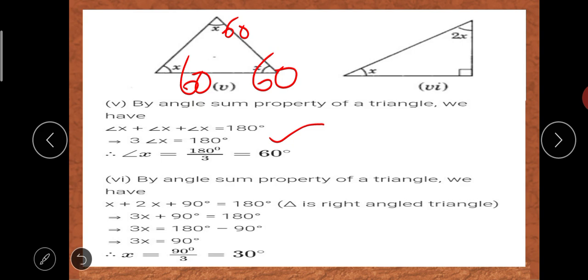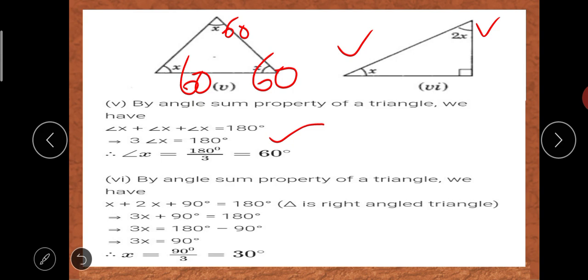Next question is the 6th one. Now here by the angle sum property of a triangle, we have what? x, 2x and one is a right angle, that is 90. Now in this question, find the value of x. When we get the value of x, we have to multiply by 2 to get this value here, to measure this degree.